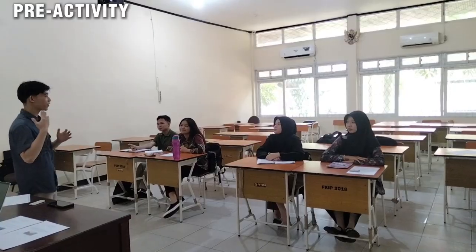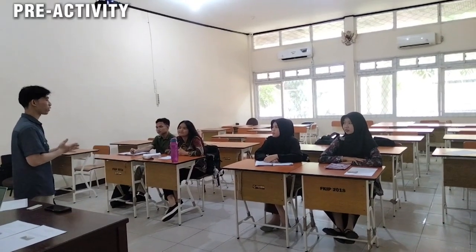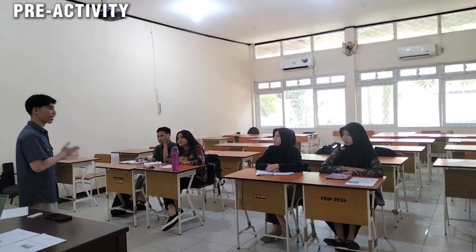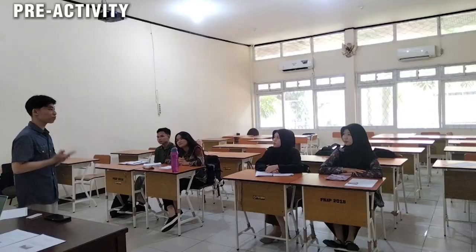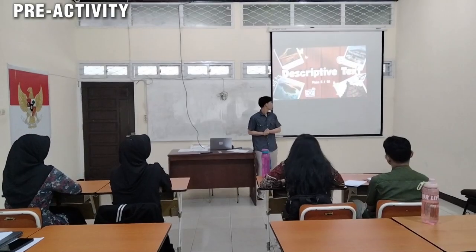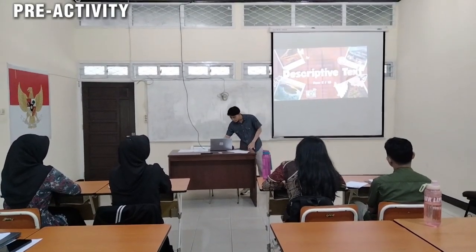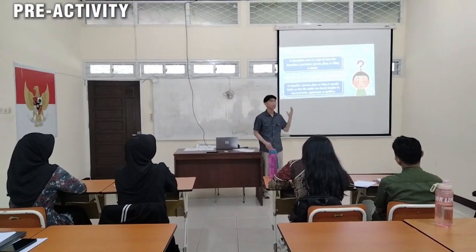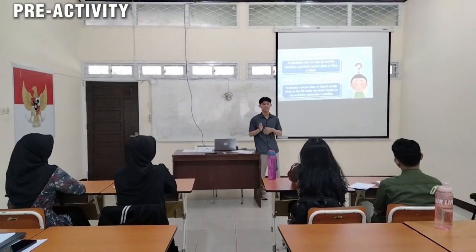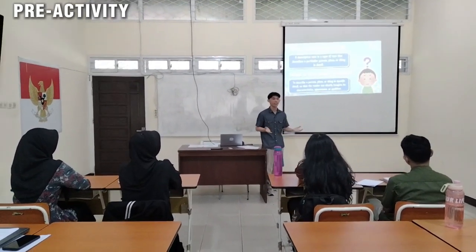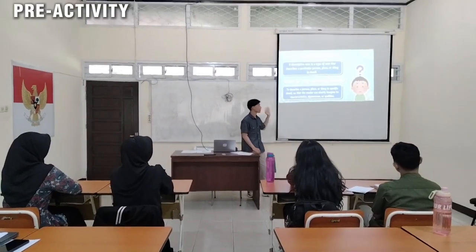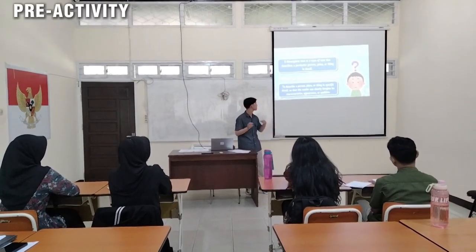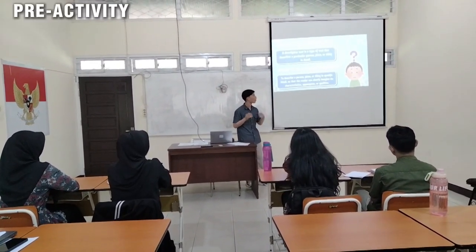Okay, so what you have just done is describing a place. And so today we are going to learn about descriptive text, especially how to describe places. Descriptive text is a type of text that describes a particular person, place, or thing in detail. The social function is to describe a person, place, or thing in specific detail so that the reader can clearly imagine its characteristics, appearance, or qualities.